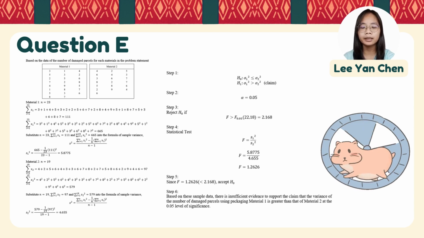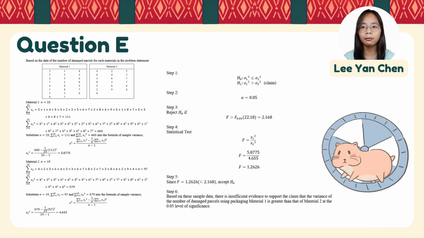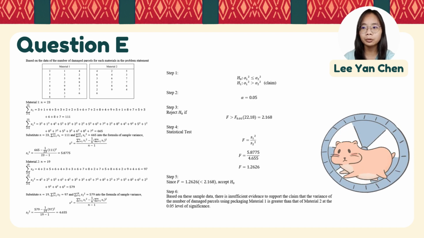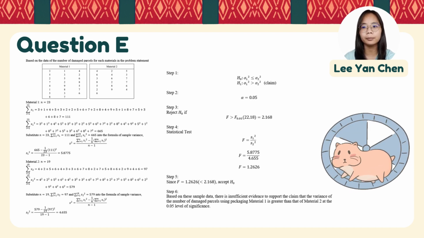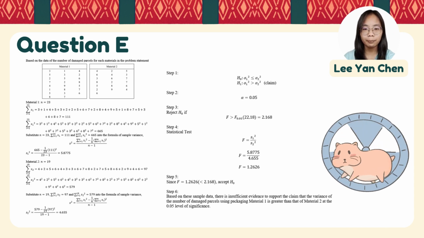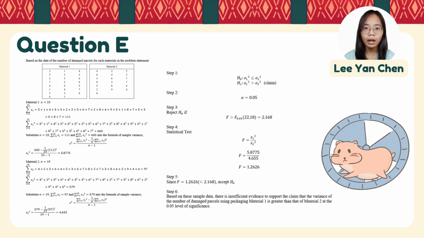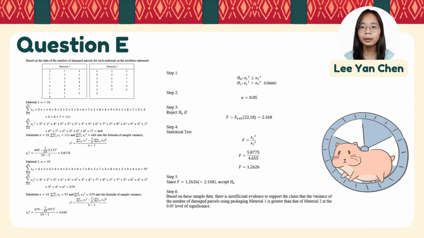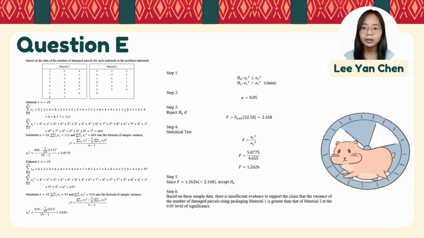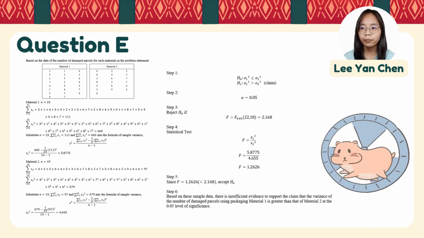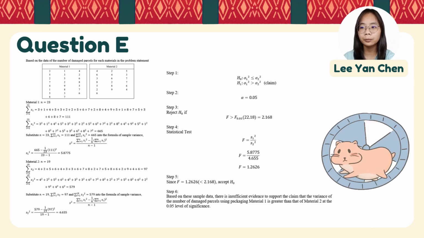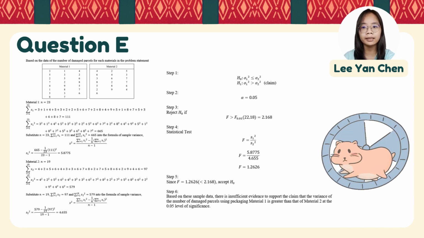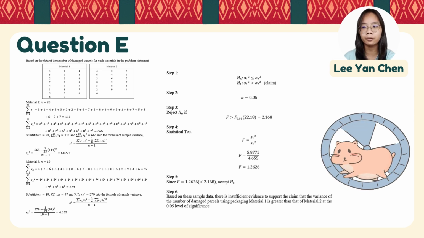For question E, the problem involves determining if the variance of the number of damaged parcels using packaging material 1 is more than using packaging material 2 at the 0.05 level of significance. Based on the data provided, we obtain that N1 equals 23 and N2 equals 19. Then we use the data given to find the sample variance for both materials. From the question, we can notice that alpha equals 0.05 and H1 is variance 1 greater than variance 2. Hence, we know that H0 is variance 1 less than or equal to variance 2. Based on the information, we determine that a one-tailed test, which is a right-tailed test, is appropriate for the situation given in question E.